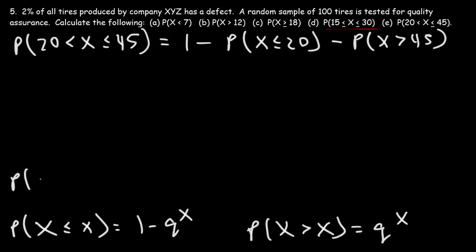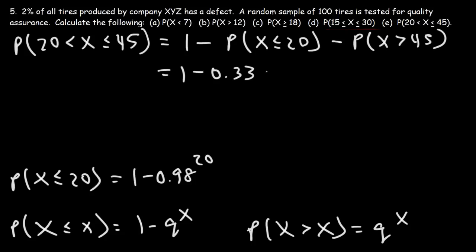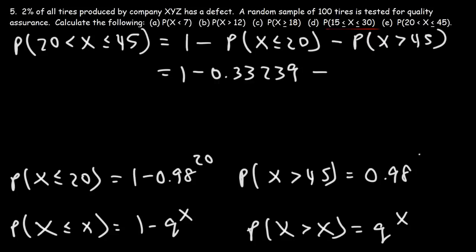Let's calculate this value first. So this is going to be 1 minus 0.98 to the 20th power. And that's 0.33239. Now, using the second formula, we can calculate the probability that x is greater than 45, which is 0.98 raised to the 45. And so that's going to be 0.40288.